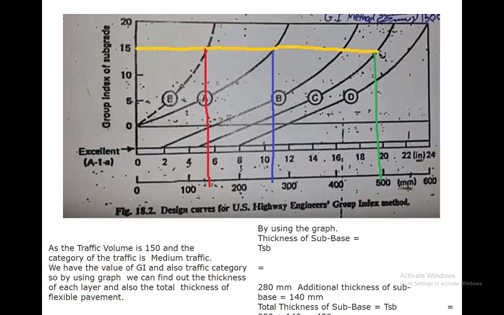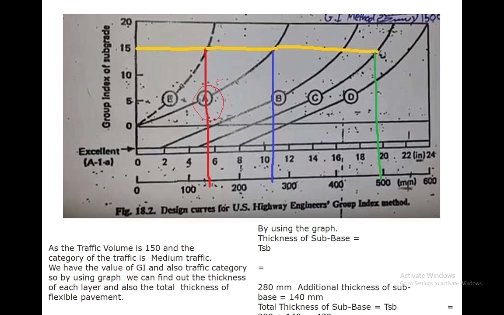It's according to the traffic medium, which was already given as well. So it was 150. As you can see here, we have different CBR graphs, such as CBR A, B, C, D, E, and so on. So what is A basically? The curve A basically gives the thickness of the sub base course for all traffic types. So A is only related to the traffic.